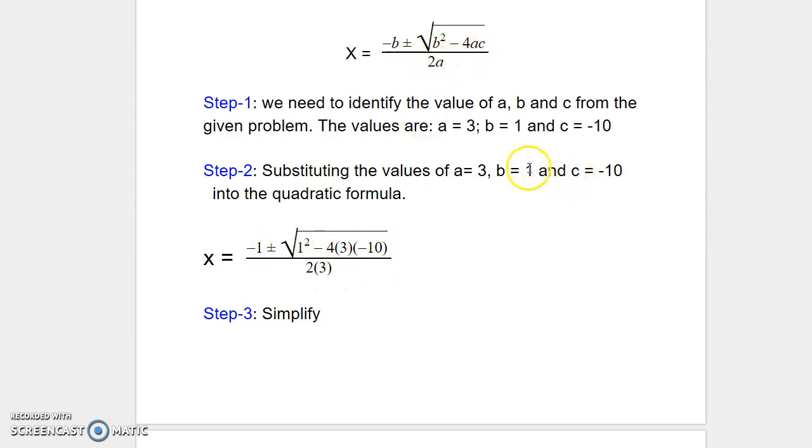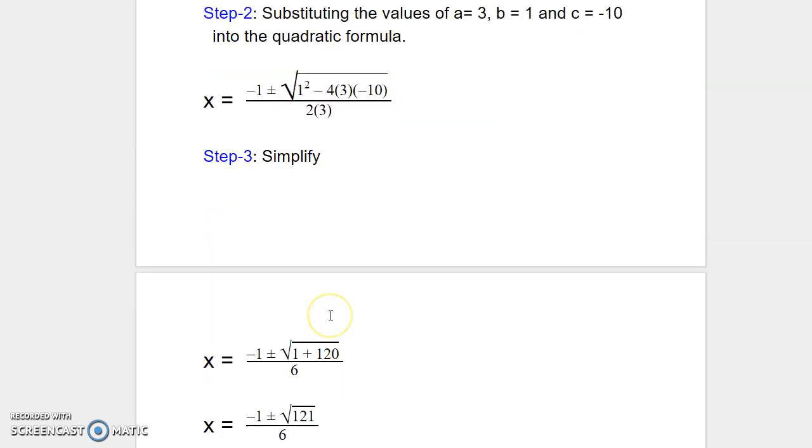The value of b is 1. The formula comes with a negative sign, so therefore negative 1 plus or minus the square root of b squared. The value of b is 1 raised to the power of 2, minus 4ac. 4 times the value of a, which is 3. The value of c is negative 10. So we have divided by 2 times a. The value of a is 3.